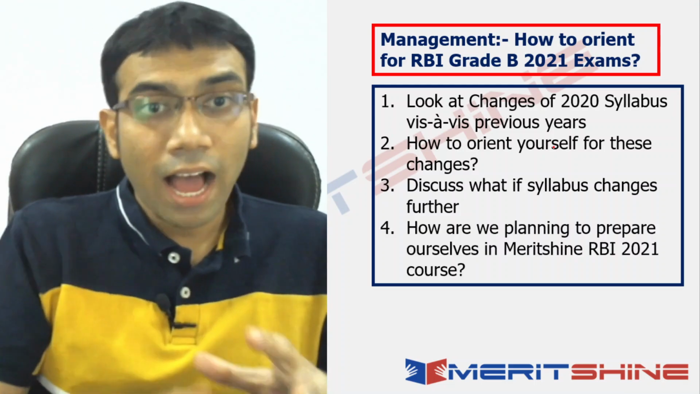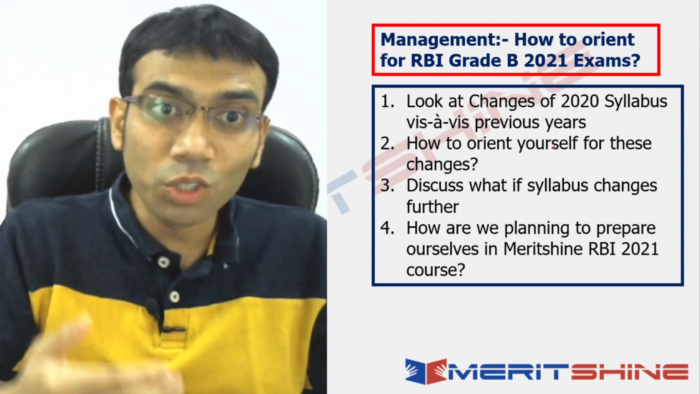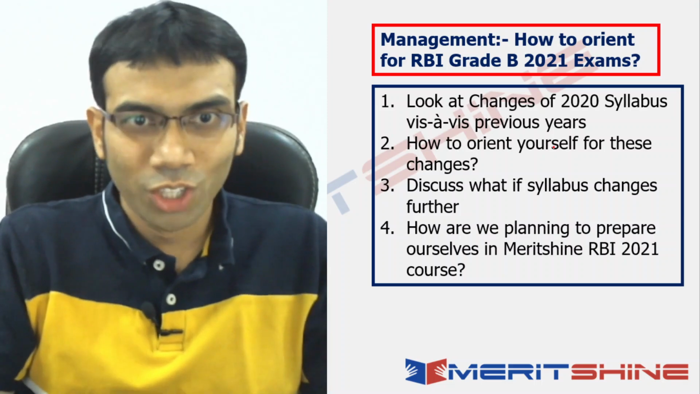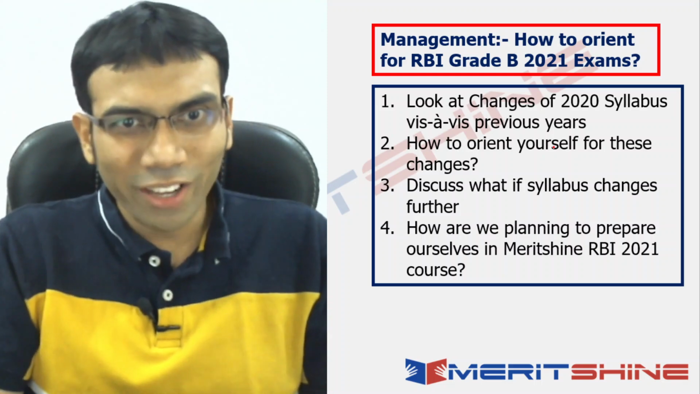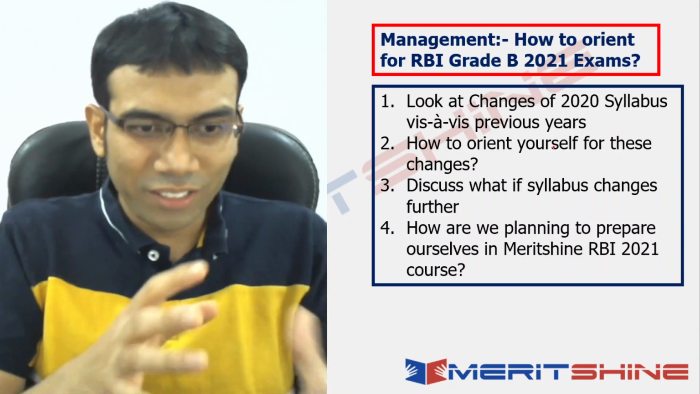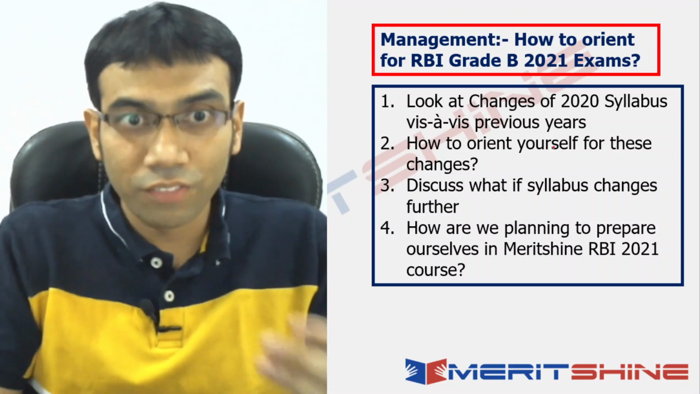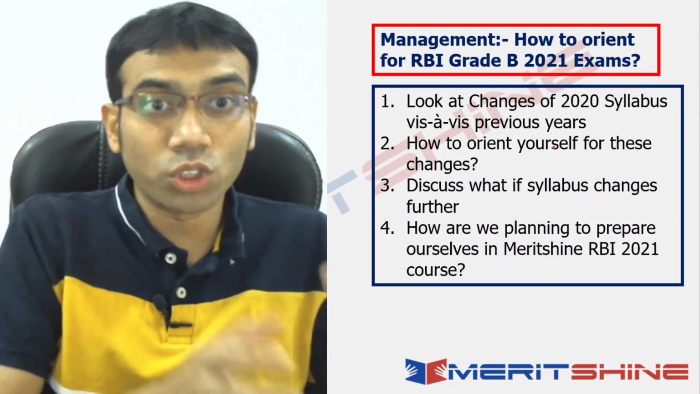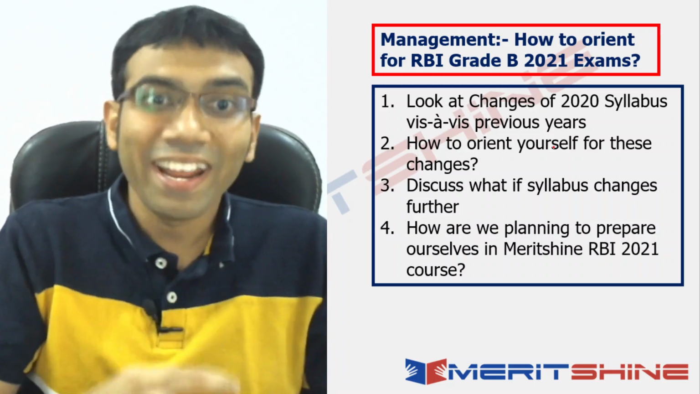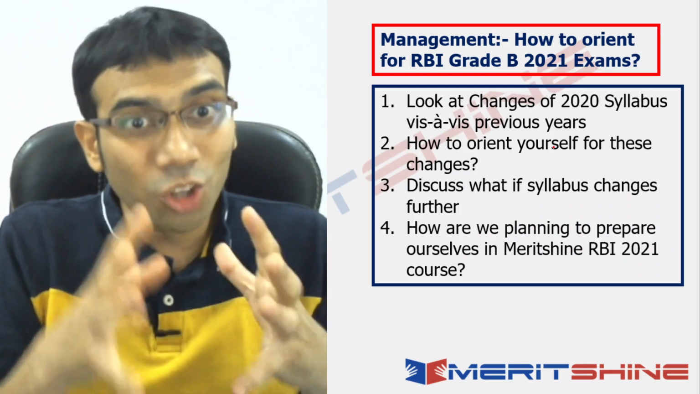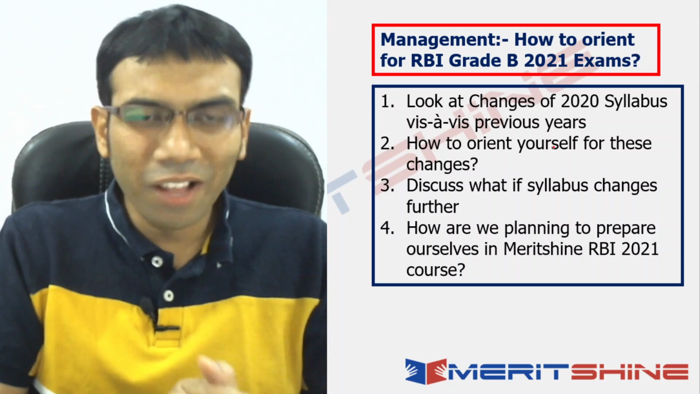And finally, I am also going to share with you my plan of what I am going to do in the RBI Grade B course of the management section, what I am going to do in the Meritshine course. Okay, so that you have an idea that these are the things that we would be doing in the course. So even if you are not taking the course, you are preparing by yourself, you can get hints from there and incorporate those in your preparation too. Okay, right? Okay, so these are the major agenda of today.